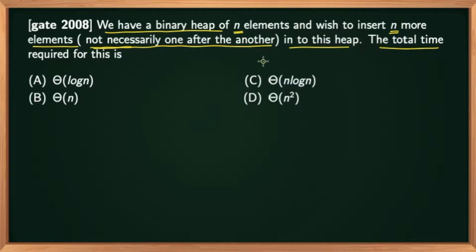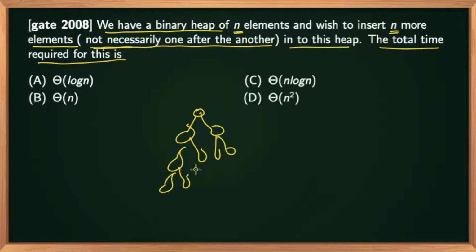The total time required for this. Okay, so we know that if you have n elements, and you want to insert elements one after another, every element is going to take log n time, and if you want to insert n more elements to this, it is going to take n log n time, right?